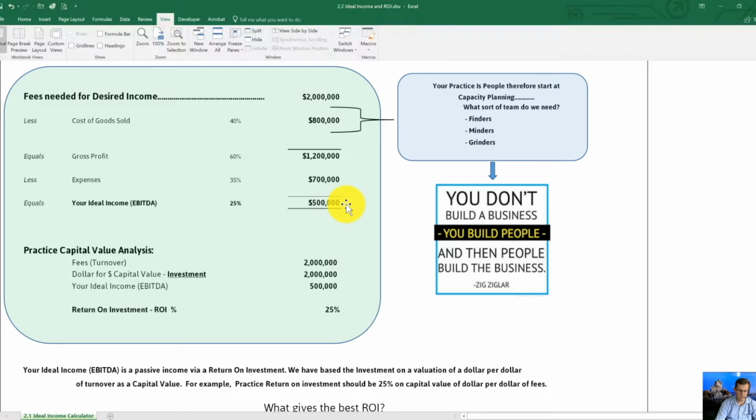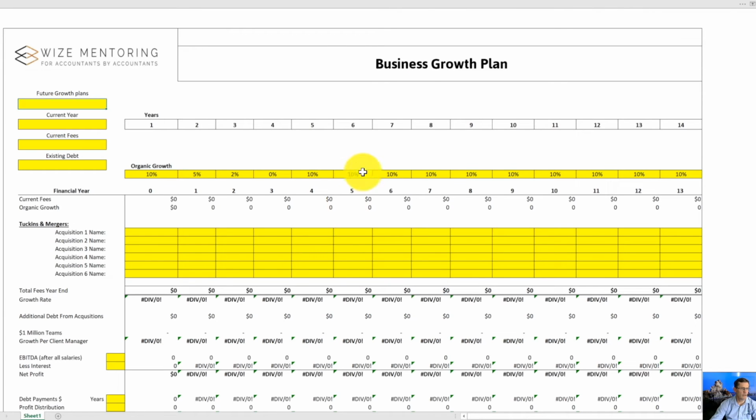Now on the next sheet we're just going to go back and have a look at this business growth plan. This template is part of the Wize network downloads that you can use to help determine the future path of your firm so that you can grow it. And the beauty of this template is it looks at your debt to equity, it looks at your LVR, and it also determines what your interest might be. So it's very strategic and very big picture.